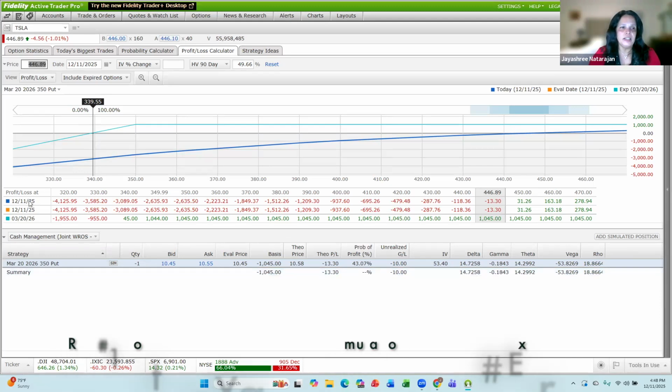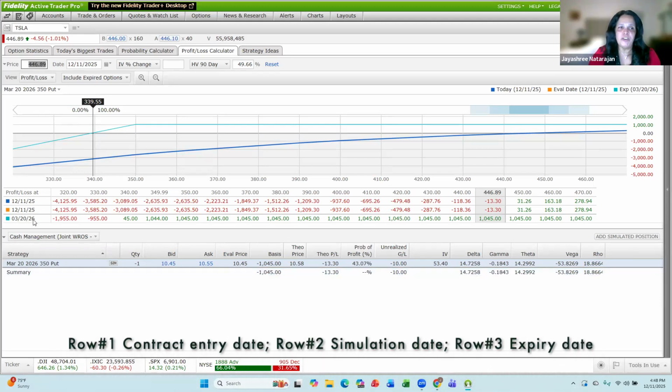The profit and loss here is showing 3 different rows. The first one is the date on which you have entered this contract. The second one is the simulated one, where you get to do the simulation, the price and date here. Right now, since we have not entered anything, it's showing the same record. And the last line is the expiry date, showing how this would behave on the expiration date.